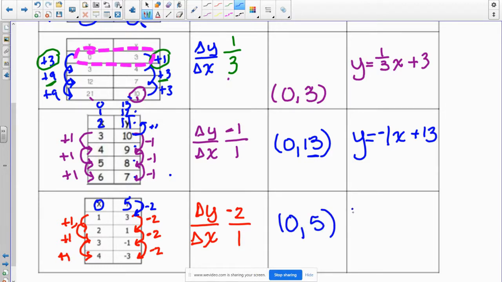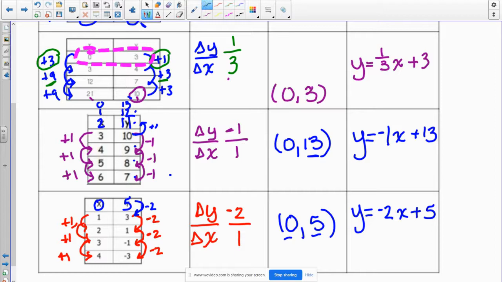Write my equation. Y equals, my slope is -2 over 1. I'm just going to put -2 because -2 divided by 1 is -2. X plus, when x is 0, y is 5, and we have our equation.